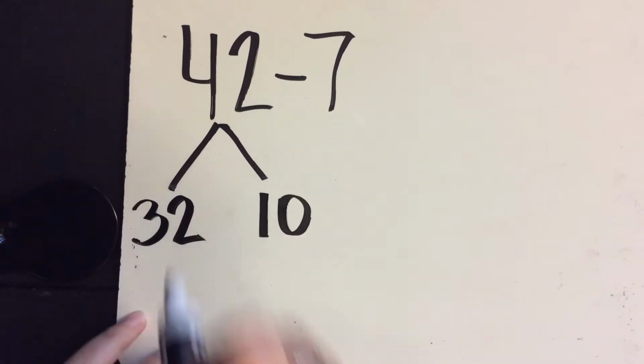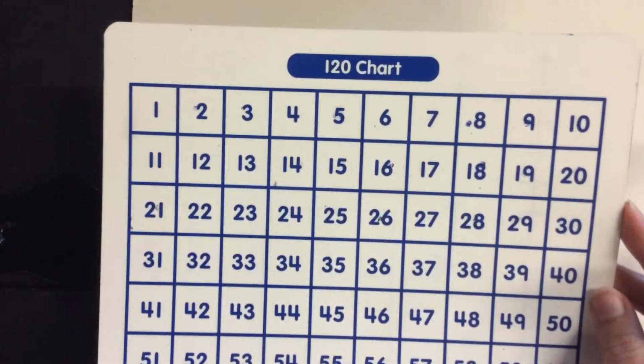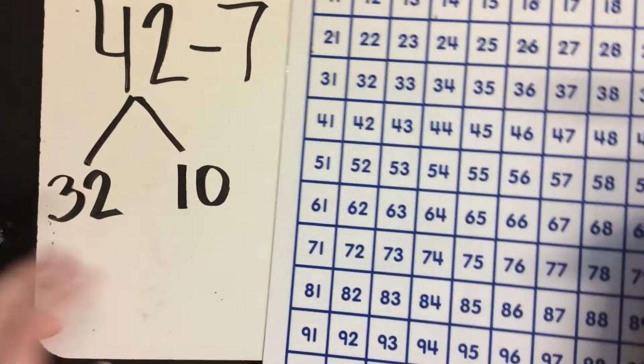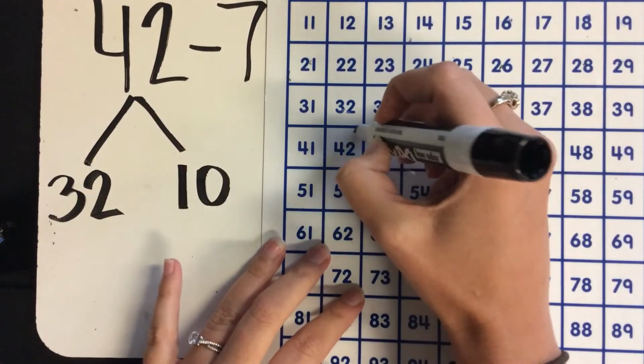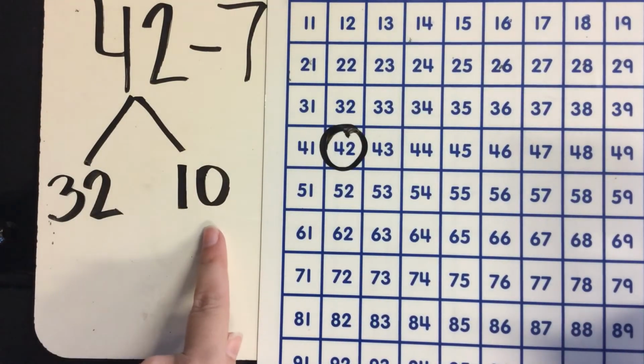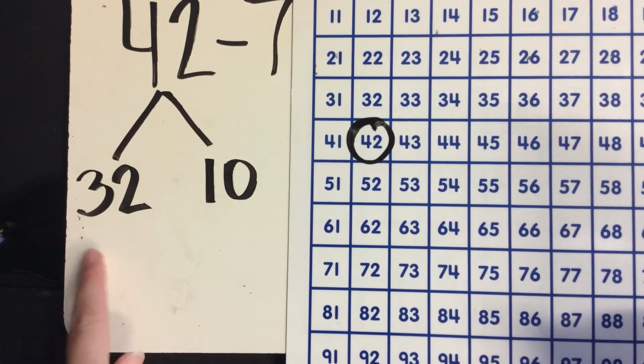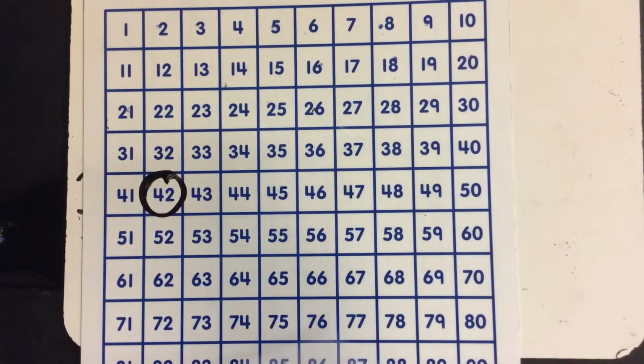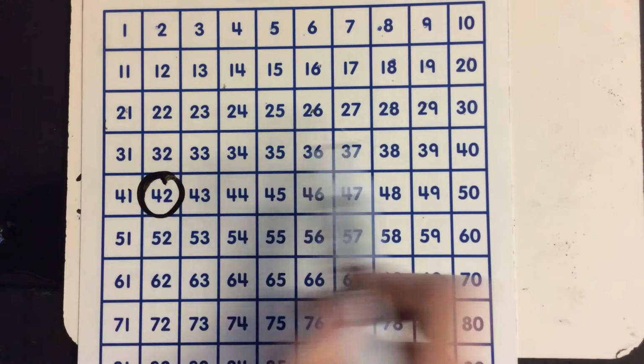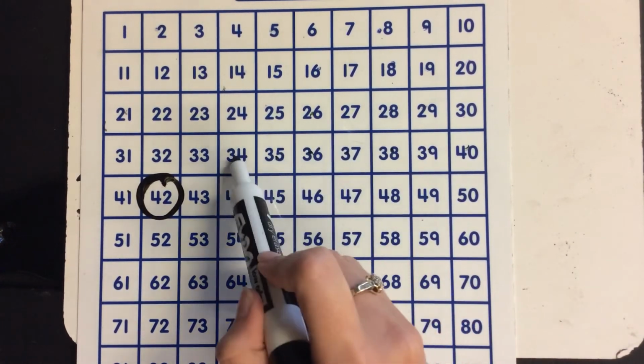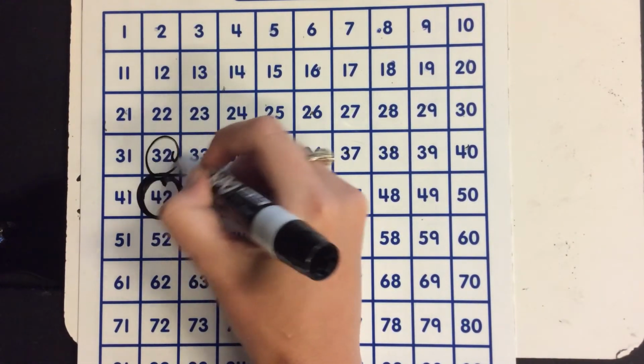If they're struggling with how to figure out what goes on this side of the number bond, we brought out a hundreds chart today and how we can use this to help us. So if we started with the number 42, and we took out a 10, that means the number that's going over here is 10 less. So we talked about how if we wanted to, we could count all the way back 10. 1, 2, 3, 4, 5, 6, 7, 8, 9, 10, and land on 32.